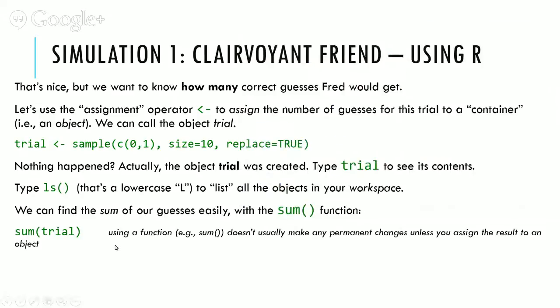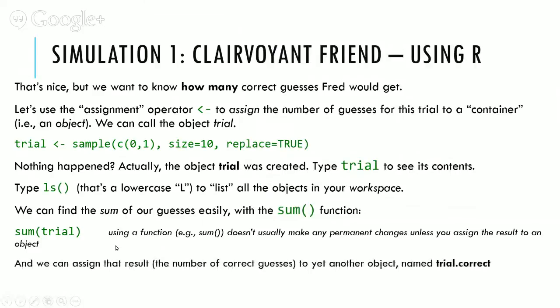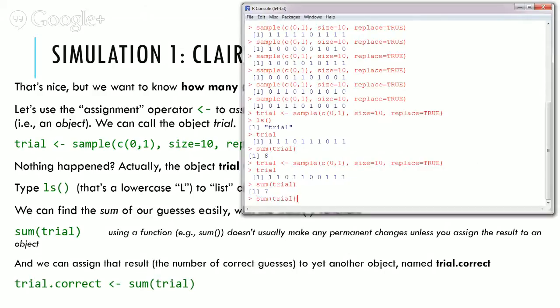But random means random. Nothing changes in your workspace. You didn't create any objects when you said sum of trial. You're just saying, hey, give me a report. What's in there? So we can assign that result to yet another object, which we can call trial.correct. Assign the stuff that's in sum of trial.